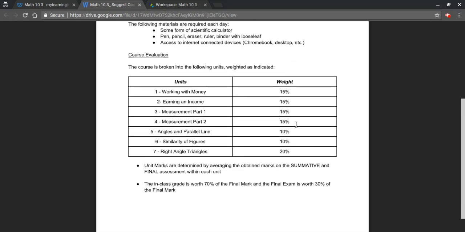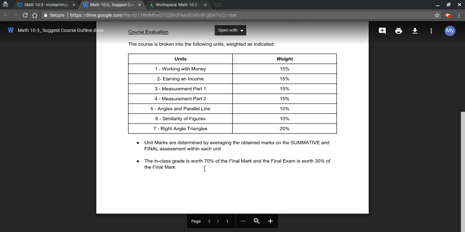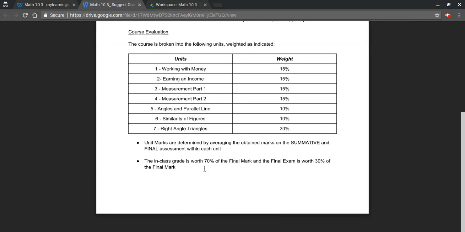Then it should be pointed out at the very bottom here that the in-class work that you do, through the Hapara workspaces, is going to make up 70% of your final mark. Think of that as your coursework. There is a final exam, and it is worth 30% of your final mark. It should be noted that we have plenty of practice final exams and reviews with answer keys, so you and your teacher can really make sure that everything is in line for you to take the final exam and to do well.